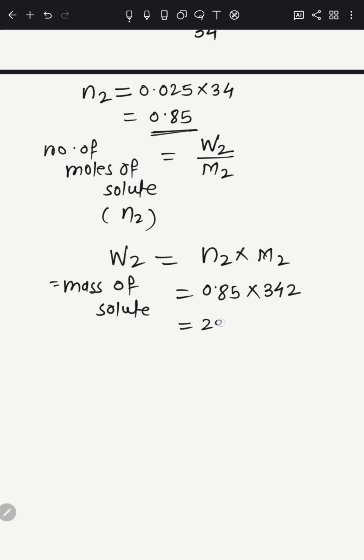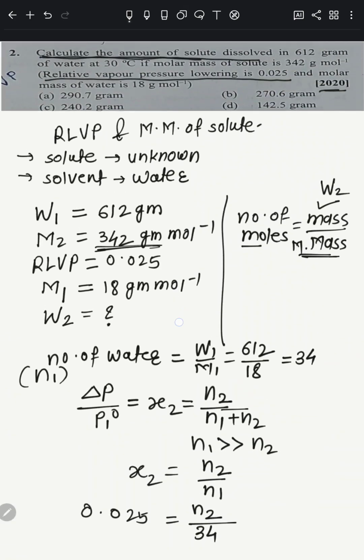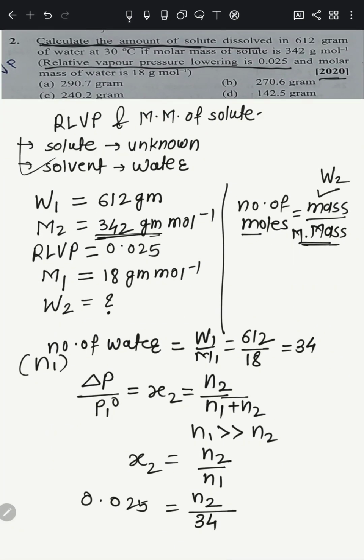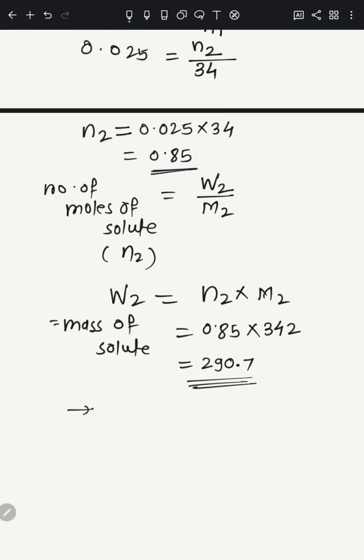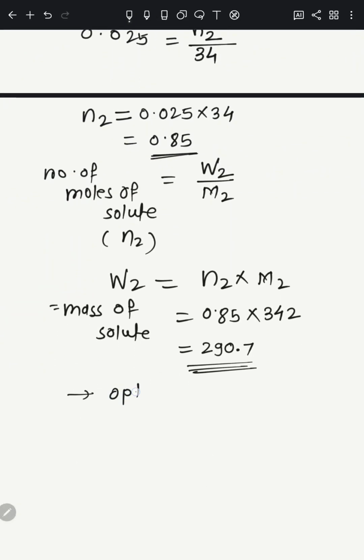If I calculate it properly, this answer, 290.7, is coming, and I think it will be there in option A. Option A is the correct option for that. Okay, so that is how a student would think about the numerical, accordingly I have given it.